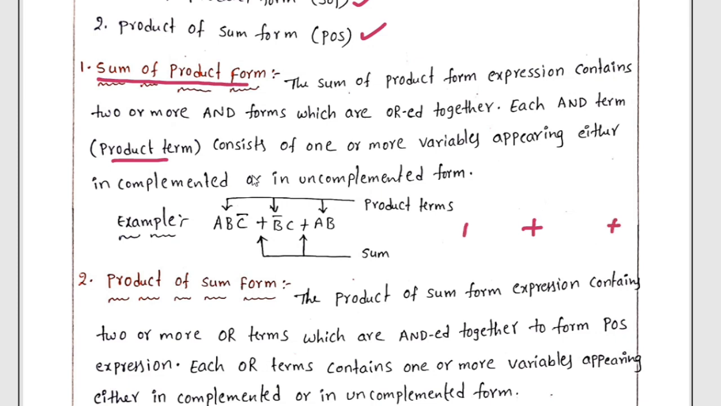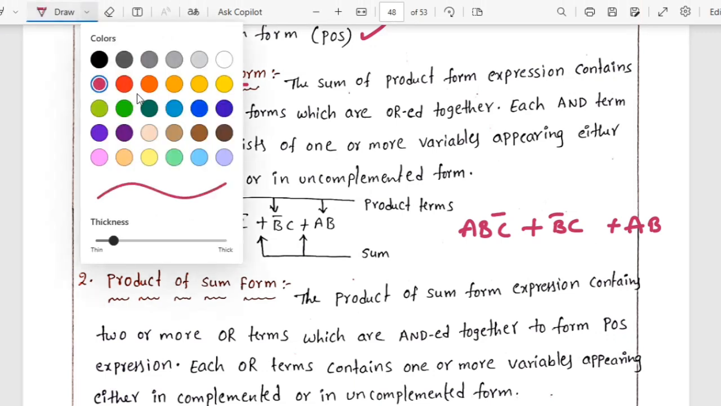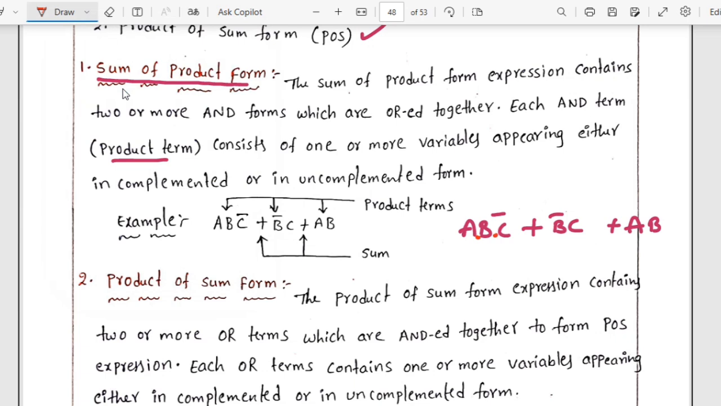First we write the sum: A B C bar is a product, B bar C is a product, A B is a product. What is meant by product? AND gate. A B C bar means A into B into C bar, and B bar into C, and A into B. So first we should write sum of product. This is a sum. What is the product here? It includes AND gates: B bar C and AB. So this is nothing but a sum of product.